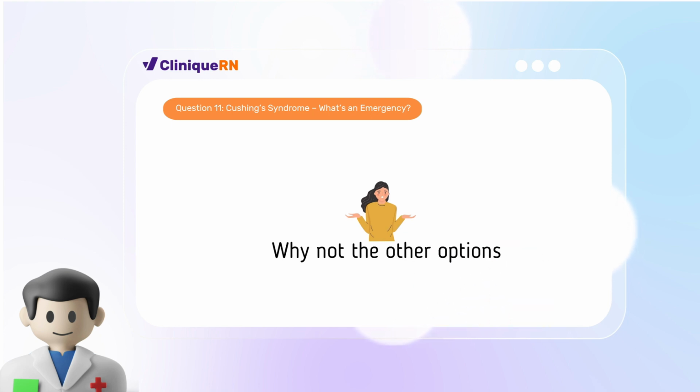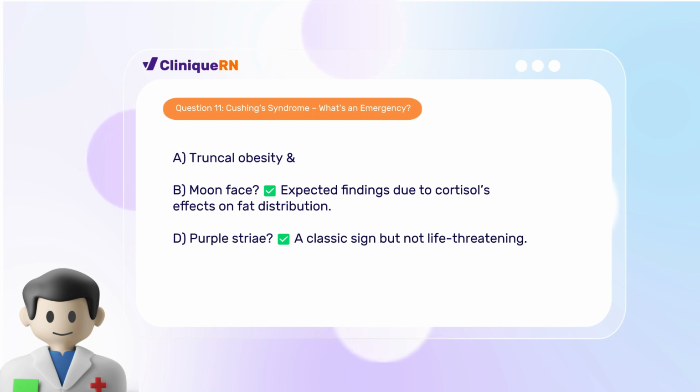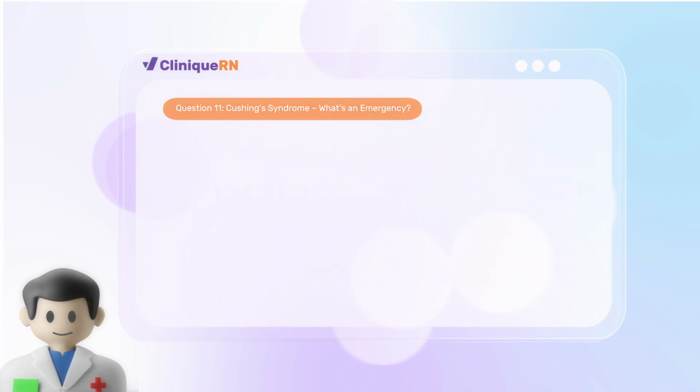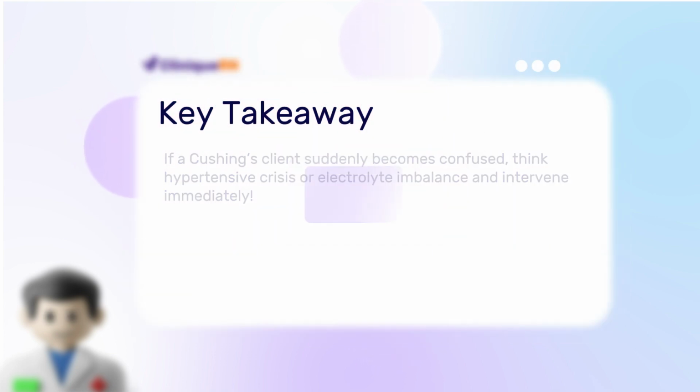Why not the other choices? A. Truncal obesity, and B. Moon face, expected findings due to cortisol's effects on fat distribution. D. Purple striae, a classic sign but not life-threatening. Key takeaway: if a Cushing's client suddenly becomes confused, think hypertensive crisis or electrolyte imbalance and intervene immediately.